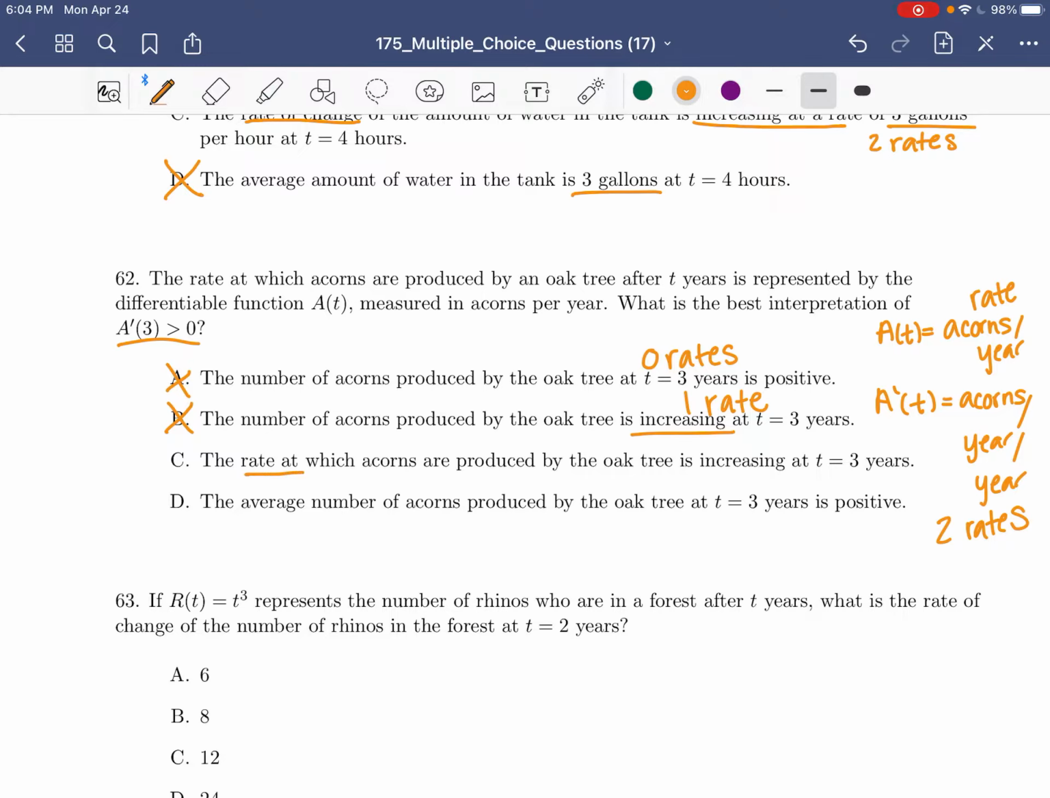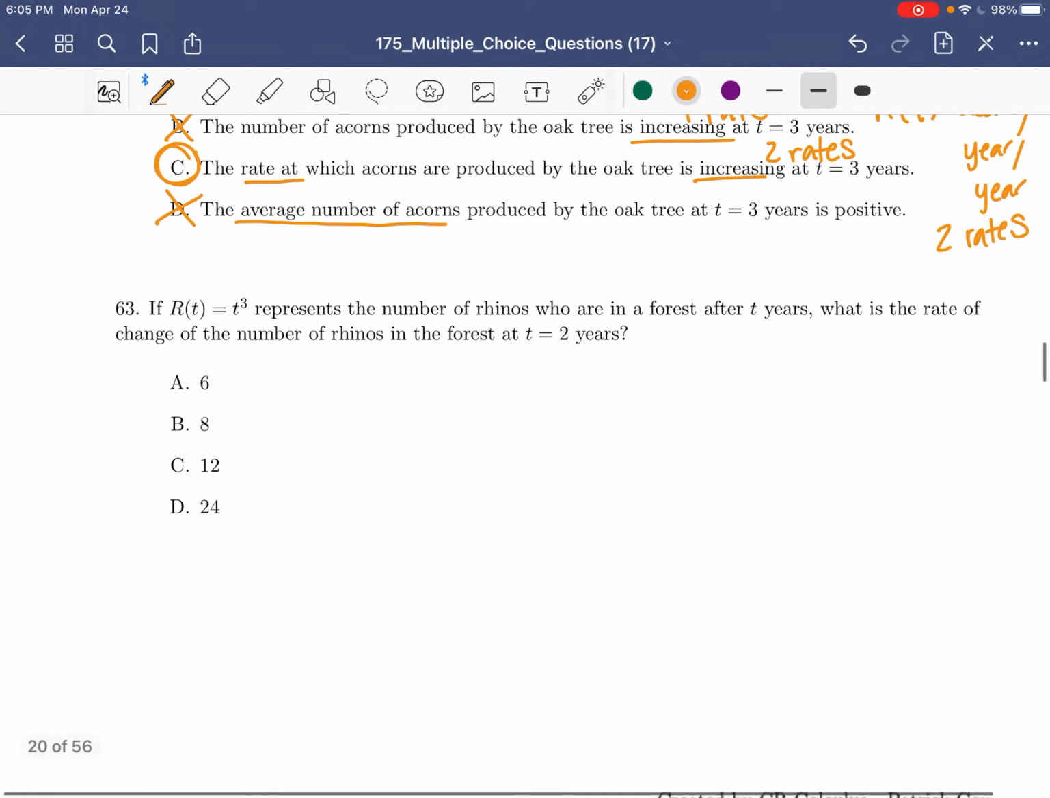C says the rate at which it's produced is increasing. That's 2 rates, so maybe. And D is talking about the average number of acorns. We know nothing about an average number here, so it's not D. The answer is C. It matches exactly what this is saying because it's increasing. That's why it's greater than 0.